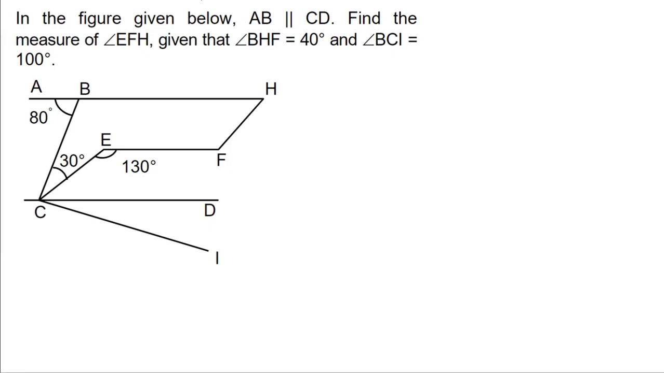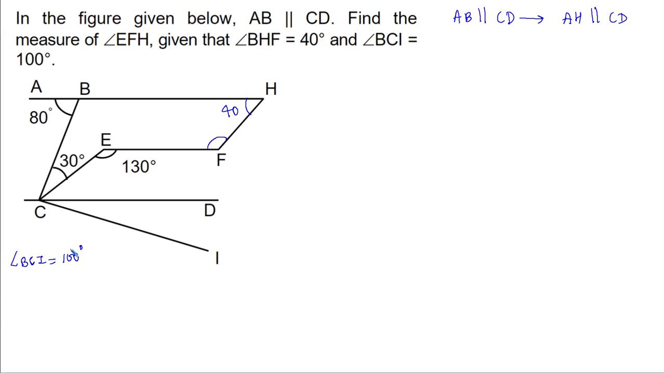In the given figure, AB is parallel to CD. So over here AB is parallel to CD means you can say that AH, that is extended AB, is parallel to CD. Find the measure of EFH. We are supposed to find the measure of this angle EFH, given that BHF is 40 degrees. This angle BHF is 40 degrees, and the measure of BCI, look here, angle BCI is equal to 100 degrees.